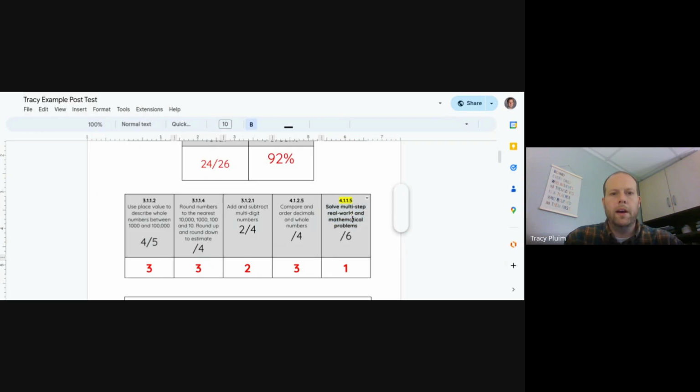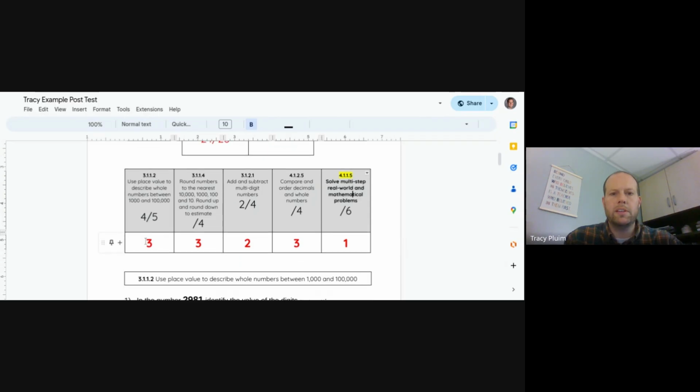Okay. The next thing I want to share with you is what these 3s, 2s, and 1s mean. The top score that they could get is a 3. That means it's secure. The student is secure in that understanding of that concept. So place value, they are secure. They got it. That means by the end of the year, even right now, they have the correct skills and ability to be able to do that thing.